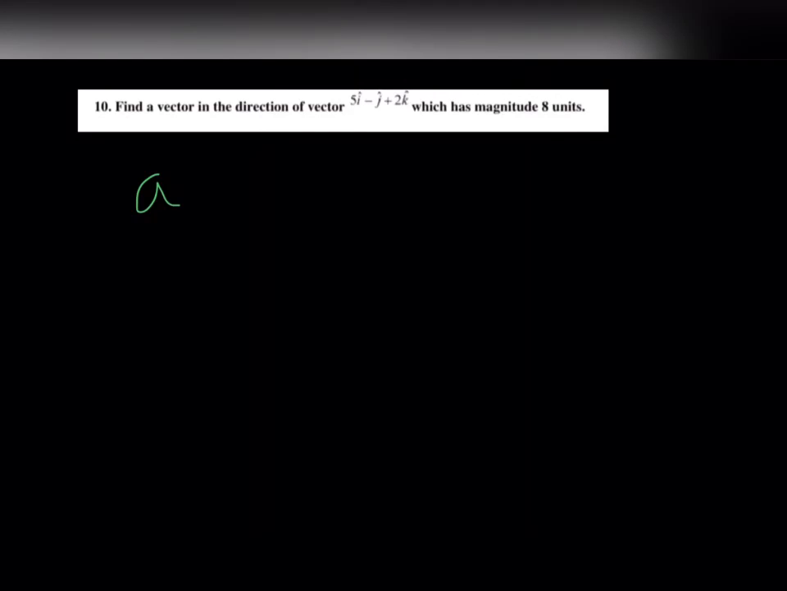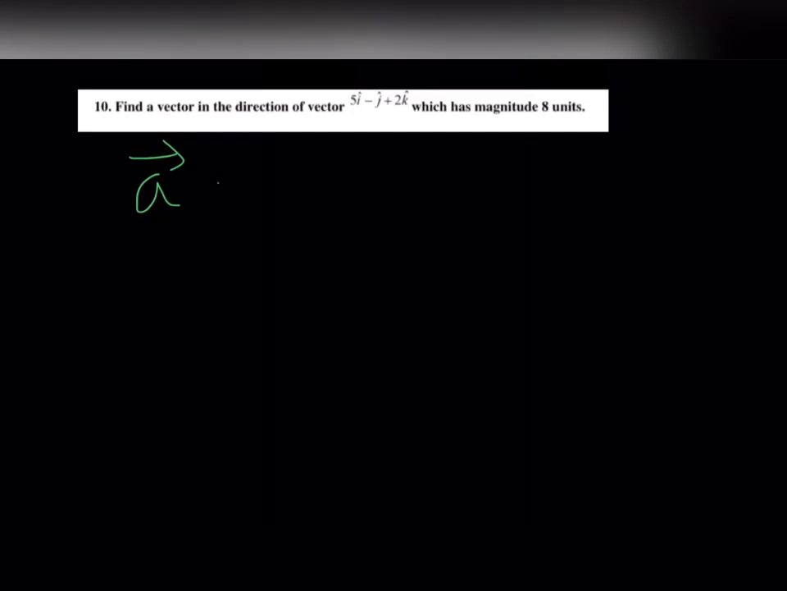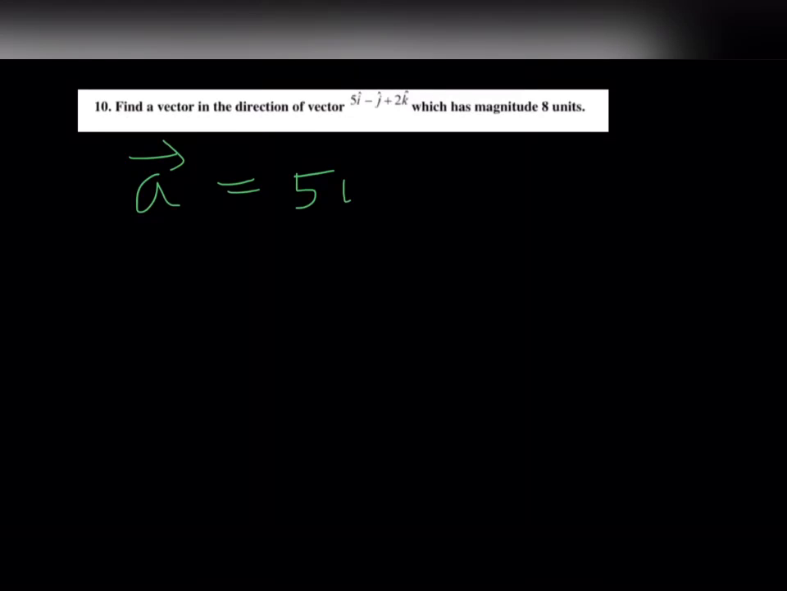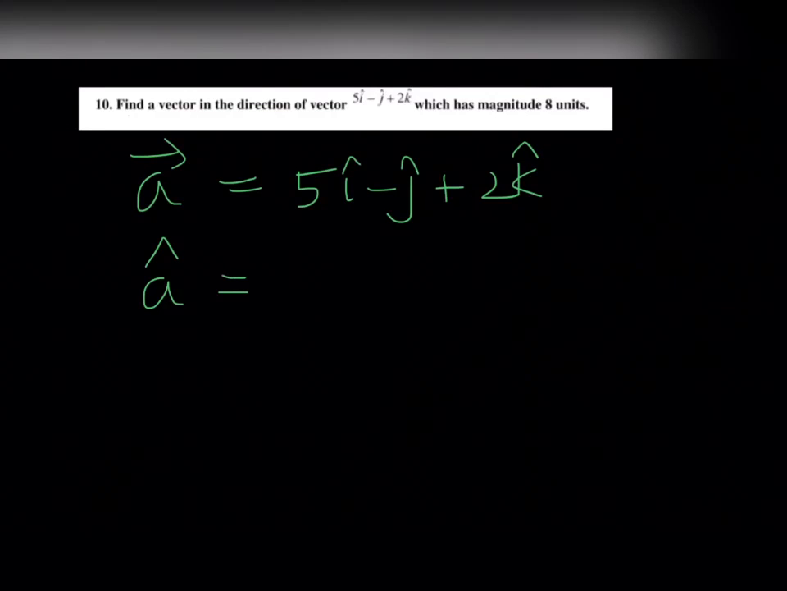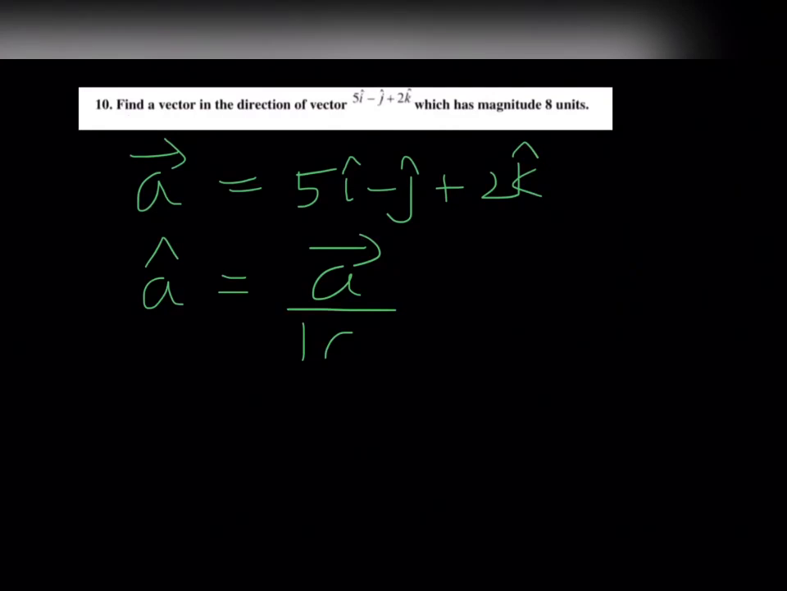Moving on to the next question, question 10. Find a vector in the direction of the vector 5i cap minus j cap plus 2k cap, which has magnitude as 8 units. So let us name this vector 5i cap minus j cap plus 2k cap as vector A for our convenience. First step over here is that we are required to find A cap, that is the unit vector in the direction of vector A. So A cap is vector A divided by magnitude of vector A.